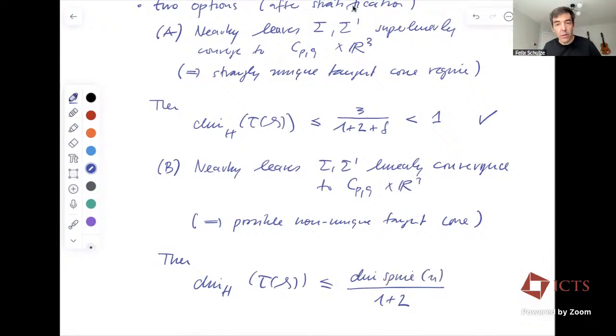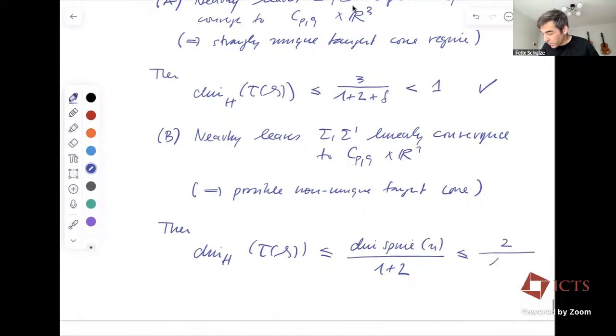We look at the higher order, at the next order information, and look there, what is there, the translational invariant, the maximal space of translational invariance. And this one you can argue, you can gain one dimension, 2 divided by 1 plus 2, which then again is strictly less than 1.